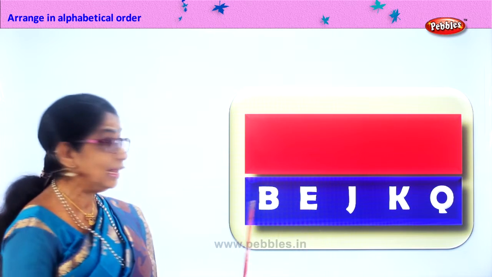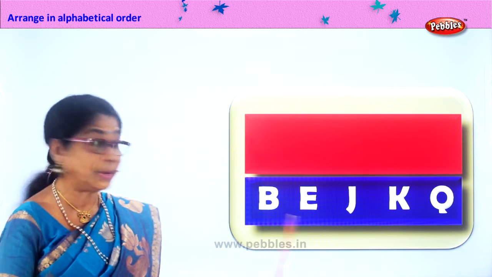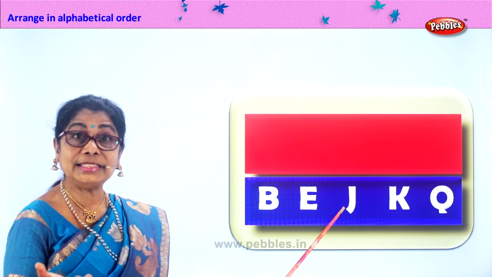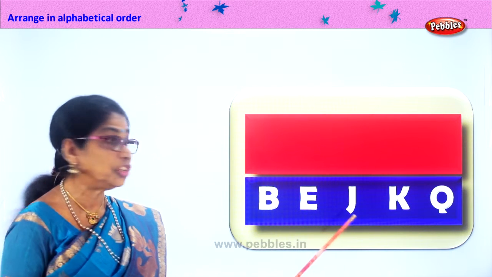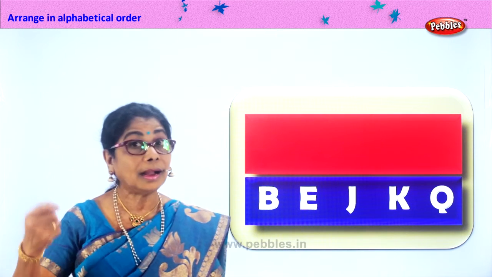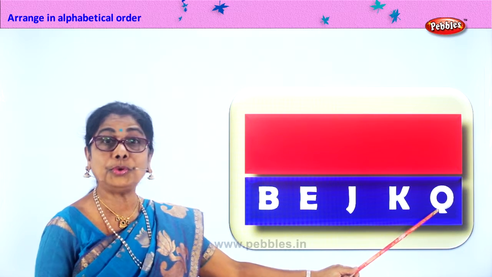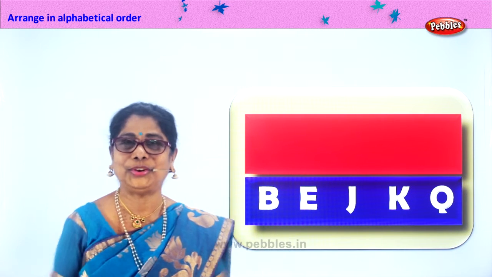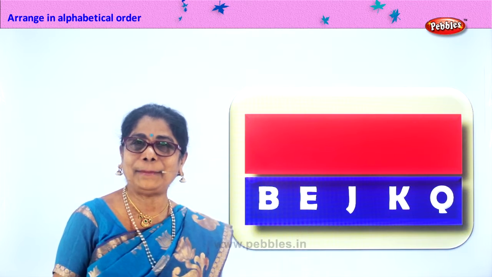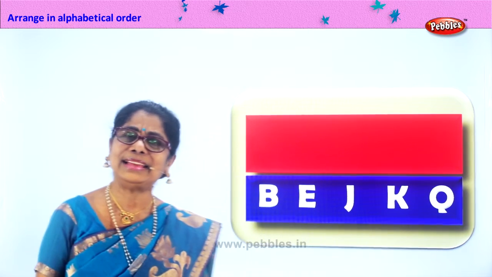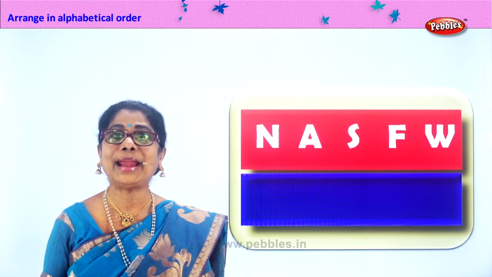Let's look at the sound. Say the sound. B, B, E, F, J, jelly, J. K, kite, K. Q, quack. Very good. Are you happy? You arranged all the alphabet in order? Good. Let's take another exercise to sharpen our brain.